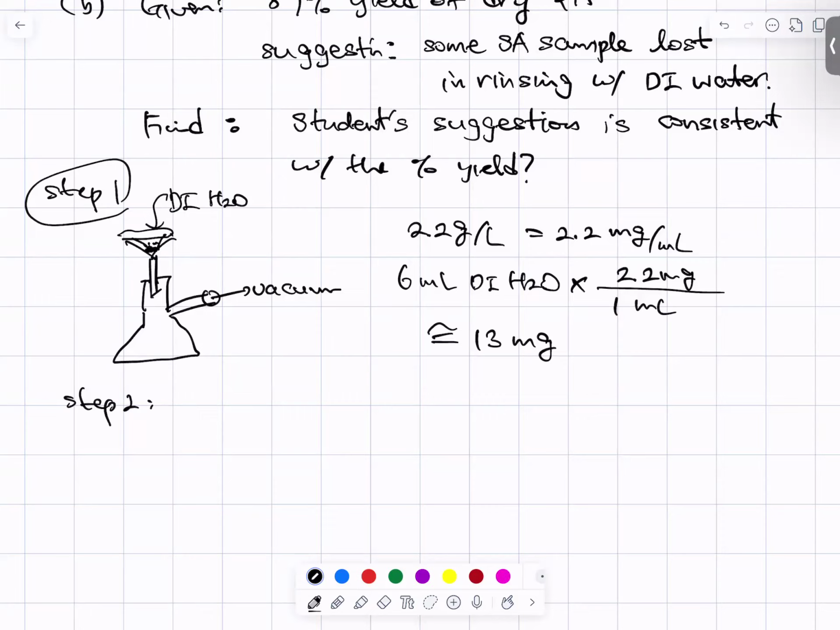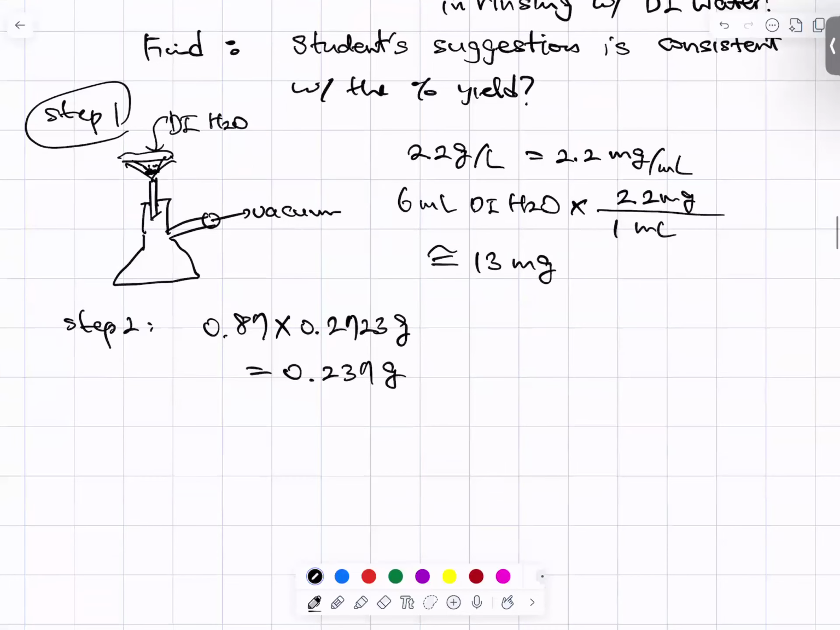Okay, so it's 87%, 0.87, and our theoretical yield is 0.2723 grams. Let's multiply it. This is how much? Let me calculate it. It is 0.237 grams. Okay, so theoretically we can obtain 0.272 grams, but 0.237 grams is actually obtained.